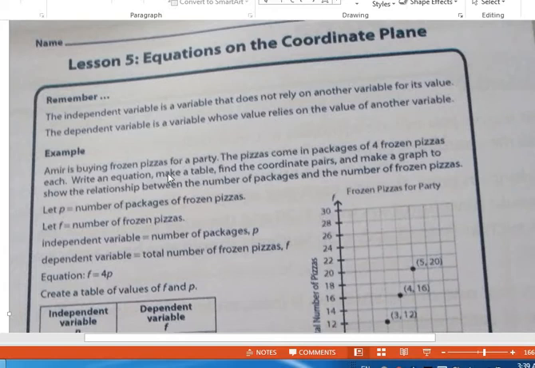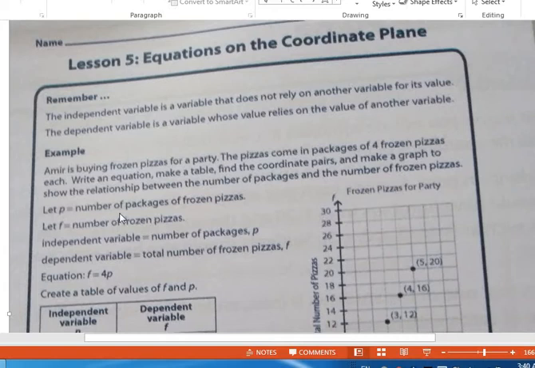So I have here an example. Amir is buying frozen pizzas for a party. The pizzas come in packages of 4 frozen pizzas each. Write an equation, make a table, find the coordinate pairs, and make a graph to show the relationship between the number of packages and the number of the frozen pizzas.